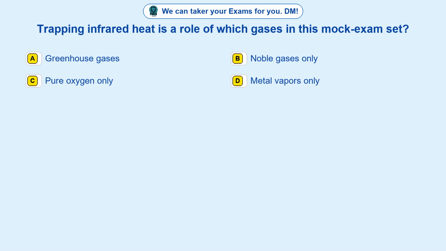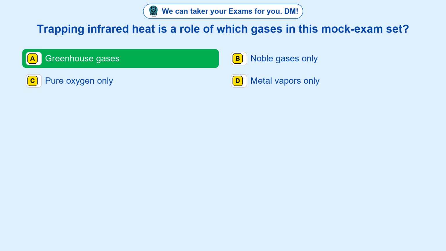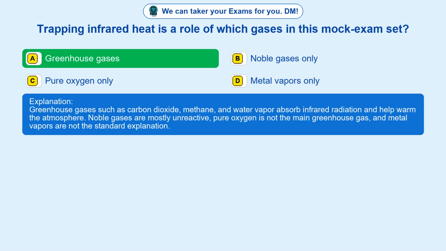Question 88. Trapping infrared heat is a role of which gases in this mock exam set? Option A, greenhouse gases. Option B, noble gases only. Option C, pure oxygen only. Option D, metal vapors only. The correct answer is option A. Greenhouse gases. Greenhouse gases such as carbon dioxide, methane, and water vapor absorb infrared radiation and help warm the atmosphere. Noble gases are mostly unreactive, pure oxygen is not the main greenhouse gas, and metal vapors are not the standard explanation.